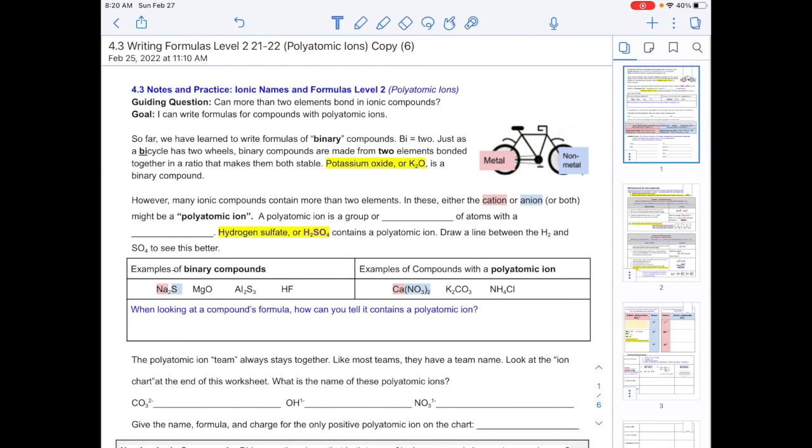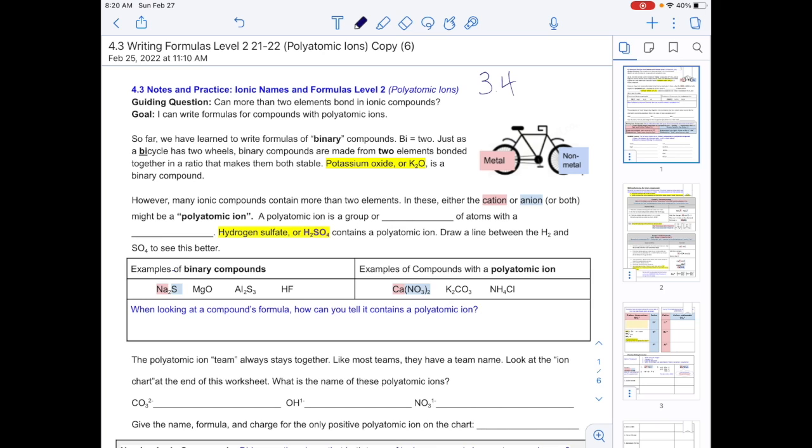4.3 Notes and Practice, Ionic Names and Formulas, Level 2, Polyatomic Ions. If you haven't done assignment 3.4 yet, you should go back and do that one because that one is Level 1. Guiding question: can more than two elements bond in ionic compounds? Goal: I can write formulas for compounds with polyatomic ions.